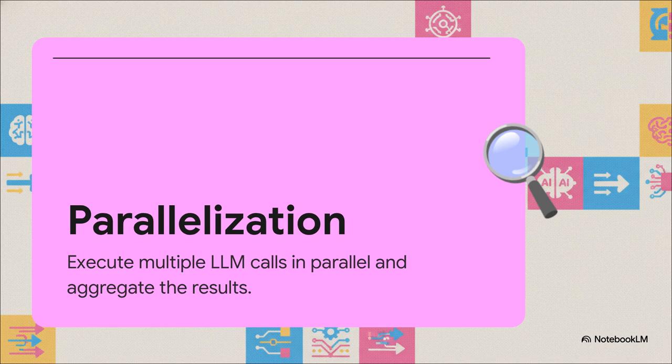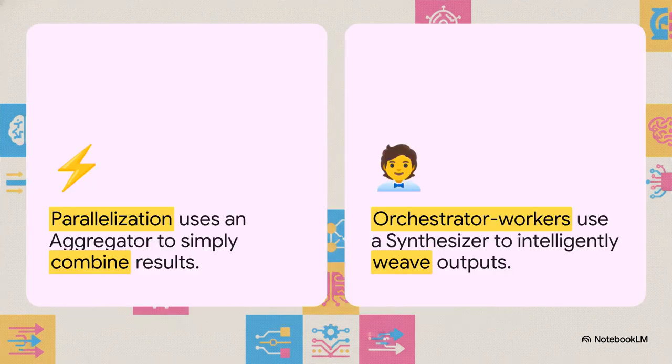It's kind of like asking 3 different researchers to look up 3 different statistics at the exact same time. Once they all finish up, their individual outputs pass through an aggregator, which simply stacks them together to give you your final output. But we can take this a step further for sure. We need to compare parallelization with our fourth pattern, which is orchestrator workers. So the crucial point is understanding the difference in how the final output is actually handled.